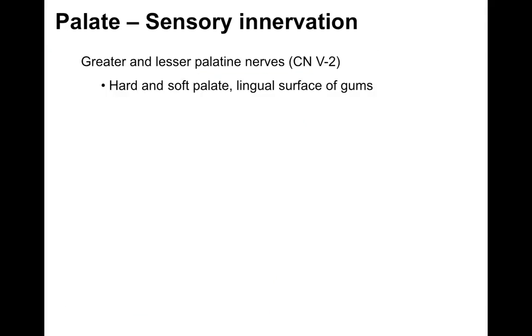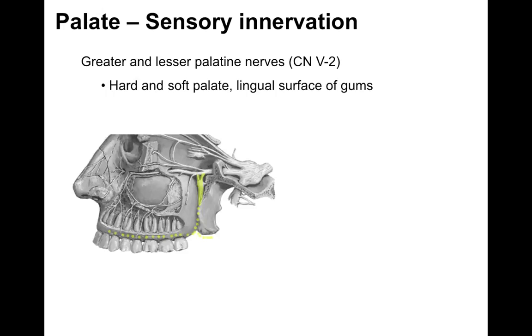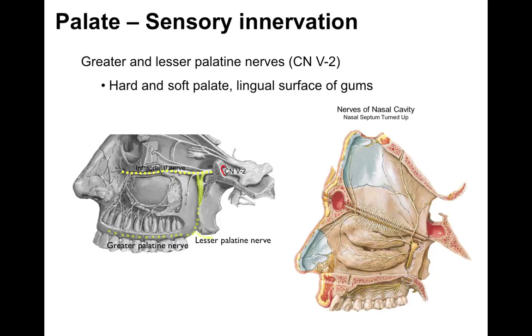Now the palate sensory innervation. So the palate's innervated by the greater and lesser palatine nerves, which are branches of V2. So the hard and soft palate and the lingual surface of the gums. So there we've got our cranial nerve V2 going through the foramen rotundum, and then there's our infraorbital nerve going to the maxillary teeth and the skin of the side of the nose and bottom eyelid. And then notice that descending down are these greater and lesser palatine nerves that provide general sensory innervation of the hard and soft palate. There we have another picture showing the same thing.